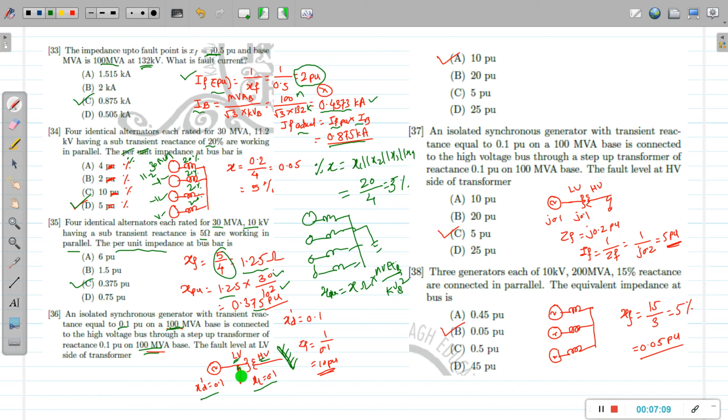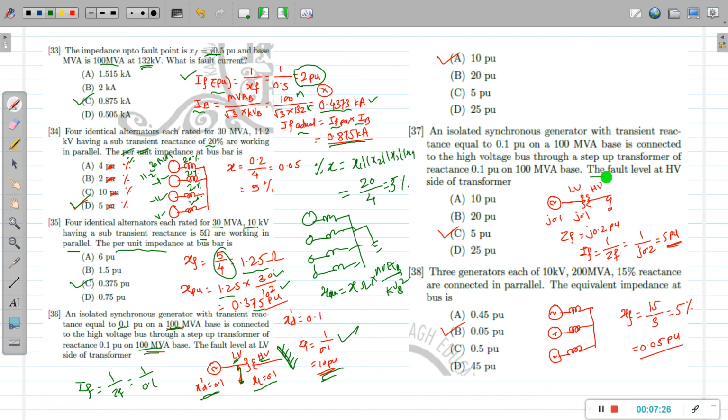So if you observe, the base is also the same. If the fault is here on the LV side, then the opposition is only due to the generator. Hence, how will you calculate the fault current? The impedance up to the fault point is only 0.1. So it is 1 upon 0.1, which will give you the value 10 pu.